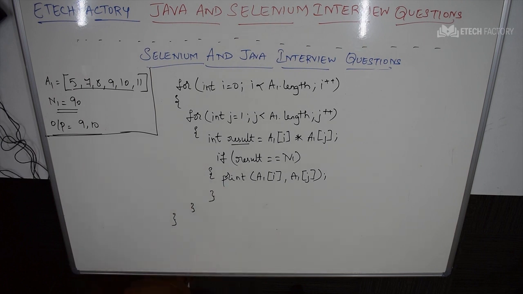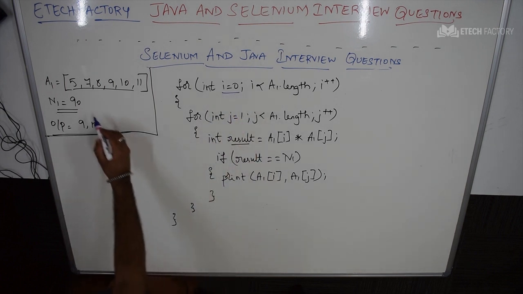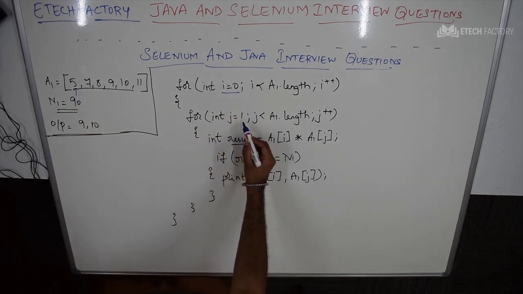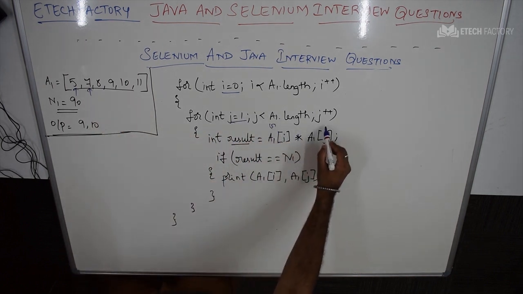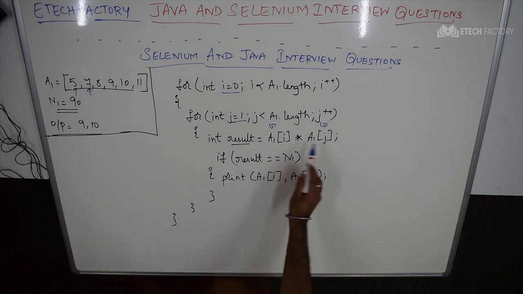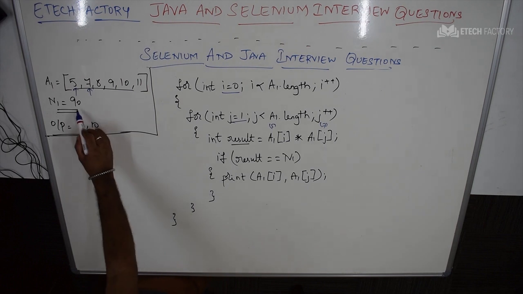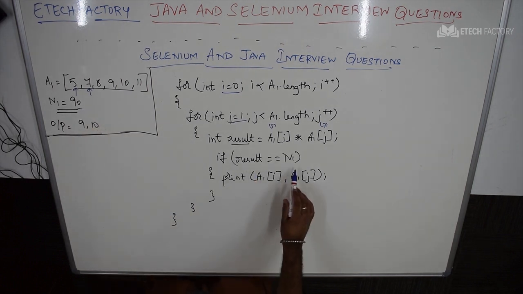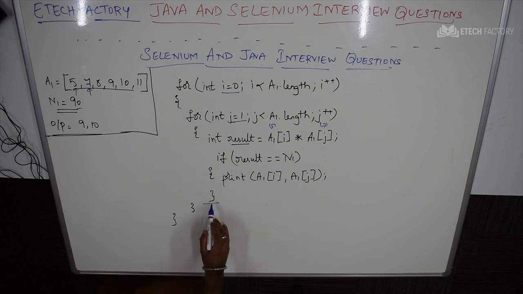So now let us see how this logic works. Initially when the for loop comes here, i is equal to 0, which means the 0th index is 5, and j equals 1, the first index is 7. So you get 5 here and 7 here, and when you multiply, 7 into 5 is 35. That sits in the result variable and is compared with n1, 90. Since 35 is not equal to 90, it will not go inside the condition and print this statement. It will end the if condition and the iteration is ended.